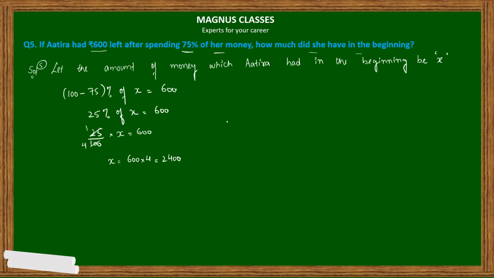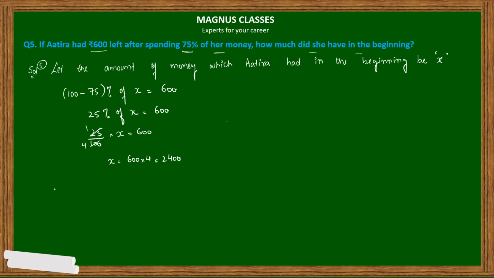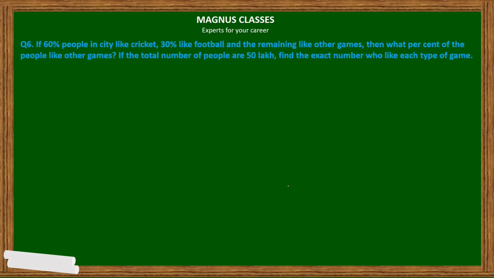So you would say, therefore, Atira had 2400 rupees in the beginning. How much money did she have? 2400. So let's see question number 6.